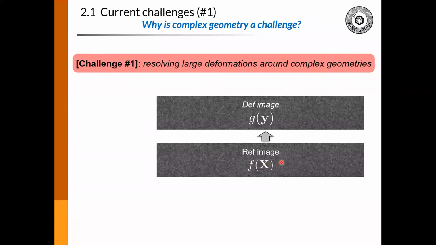So that's before the deformation, right? And in this image, you have some grayscale values. You have some random speckle patterns. And after the deformation, you have some deformed image, right? So there's also another image. You have some grayscale values.